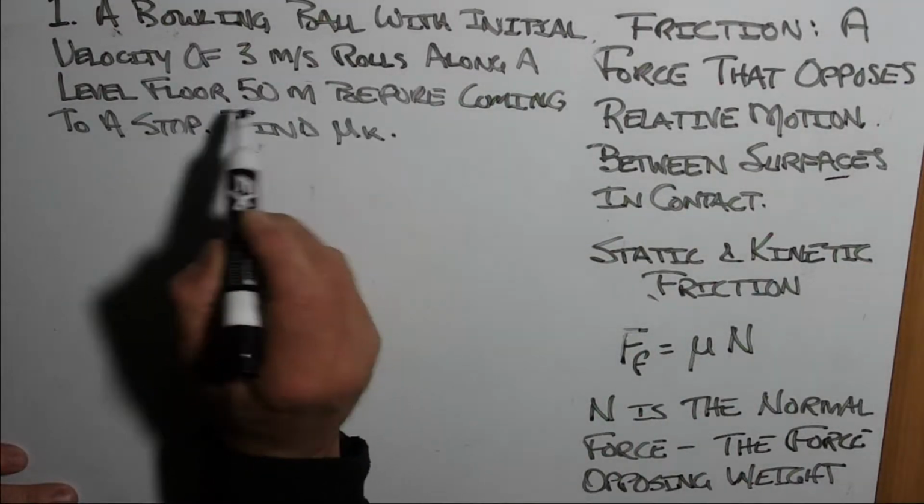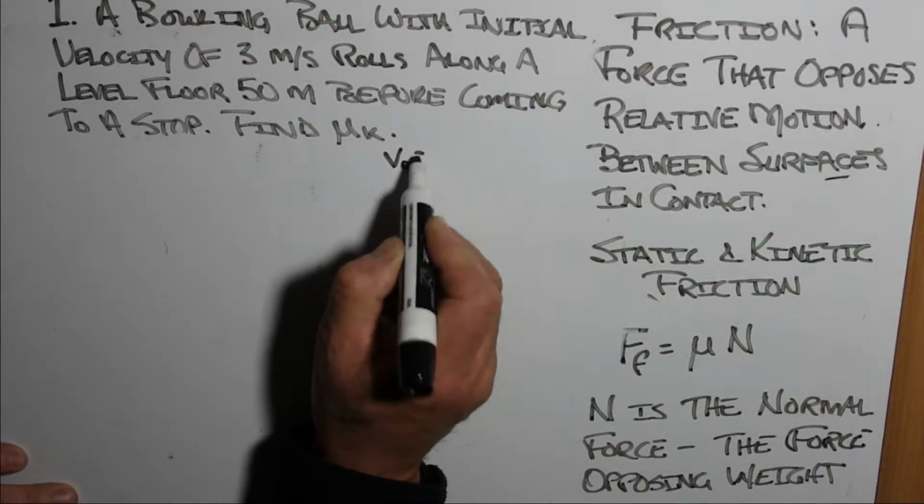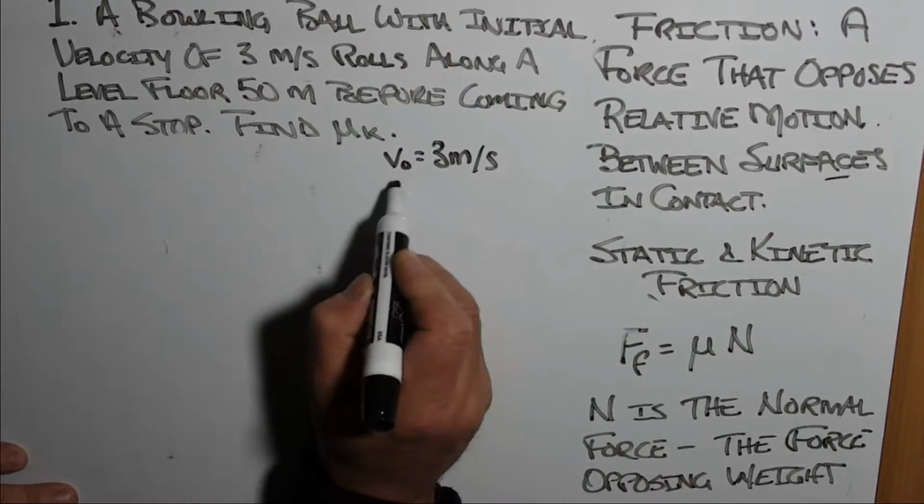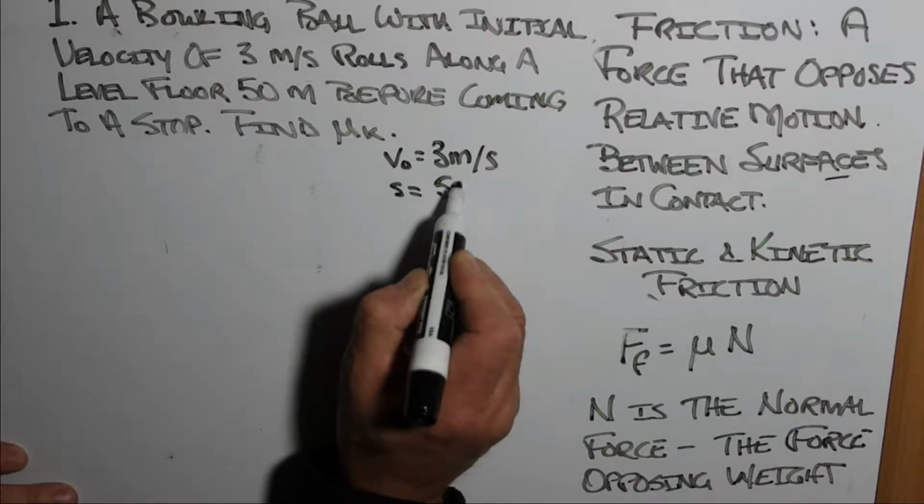We're back with a second set of problems on friction. The first one: a bowling ball with an initial velocity of 3 meters per second rolls along a level floor 50 meters before coming to a stop. Find the coefficient of kinetic friction.